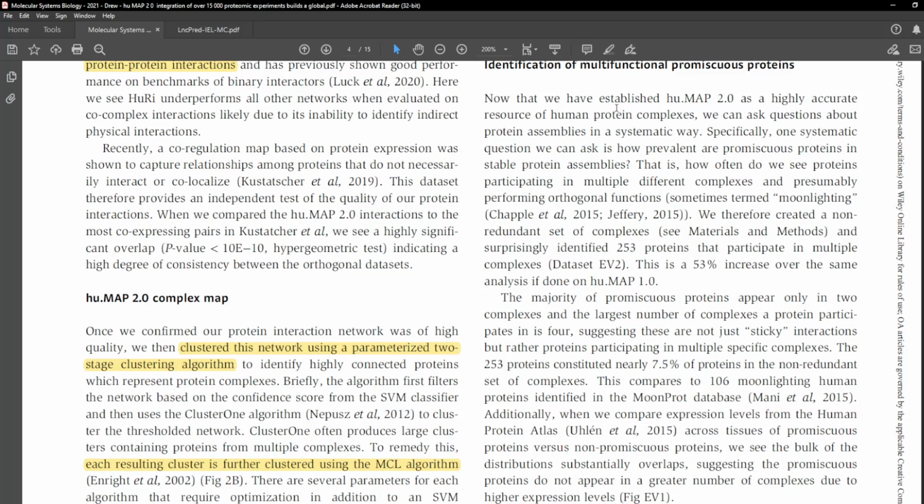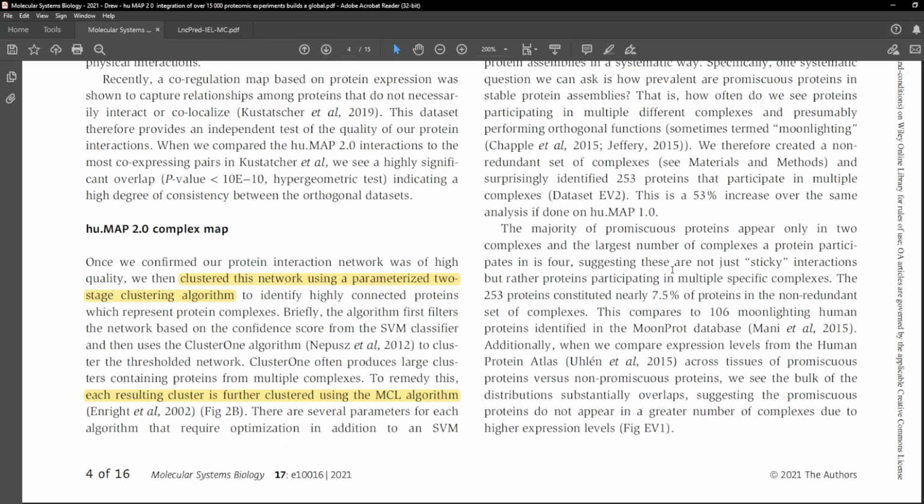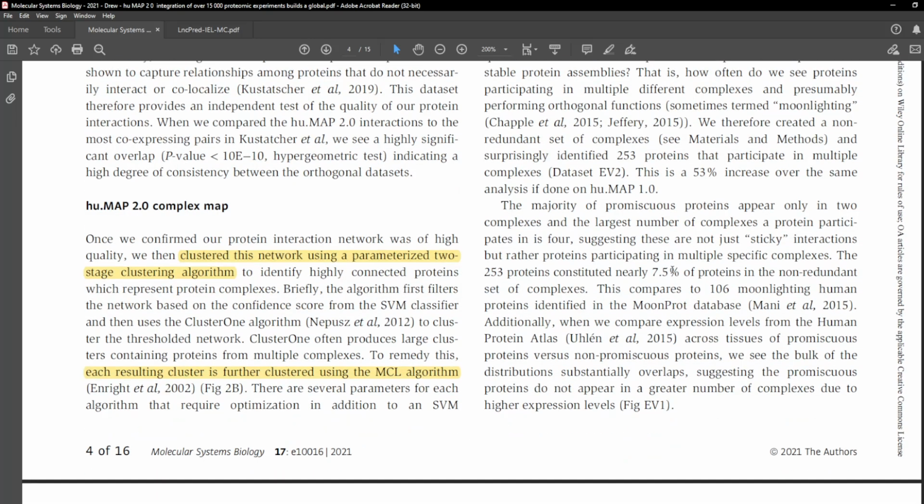Specifically, one systematic question we can ask is how prevalent are promiscuous proteins in stable protein assemblies? That is, how often do we see proteins participating in multiple different complexes and presumably performing orthogonal functions, sometimes termed moonlighting, Chapple et al., 2015, Jeffery, 2015. We therefore created a non-redundant set of complexes, see materials and methods, and surprisingly identified 253 proteins that participate in multiple complexes, dataset EV2.